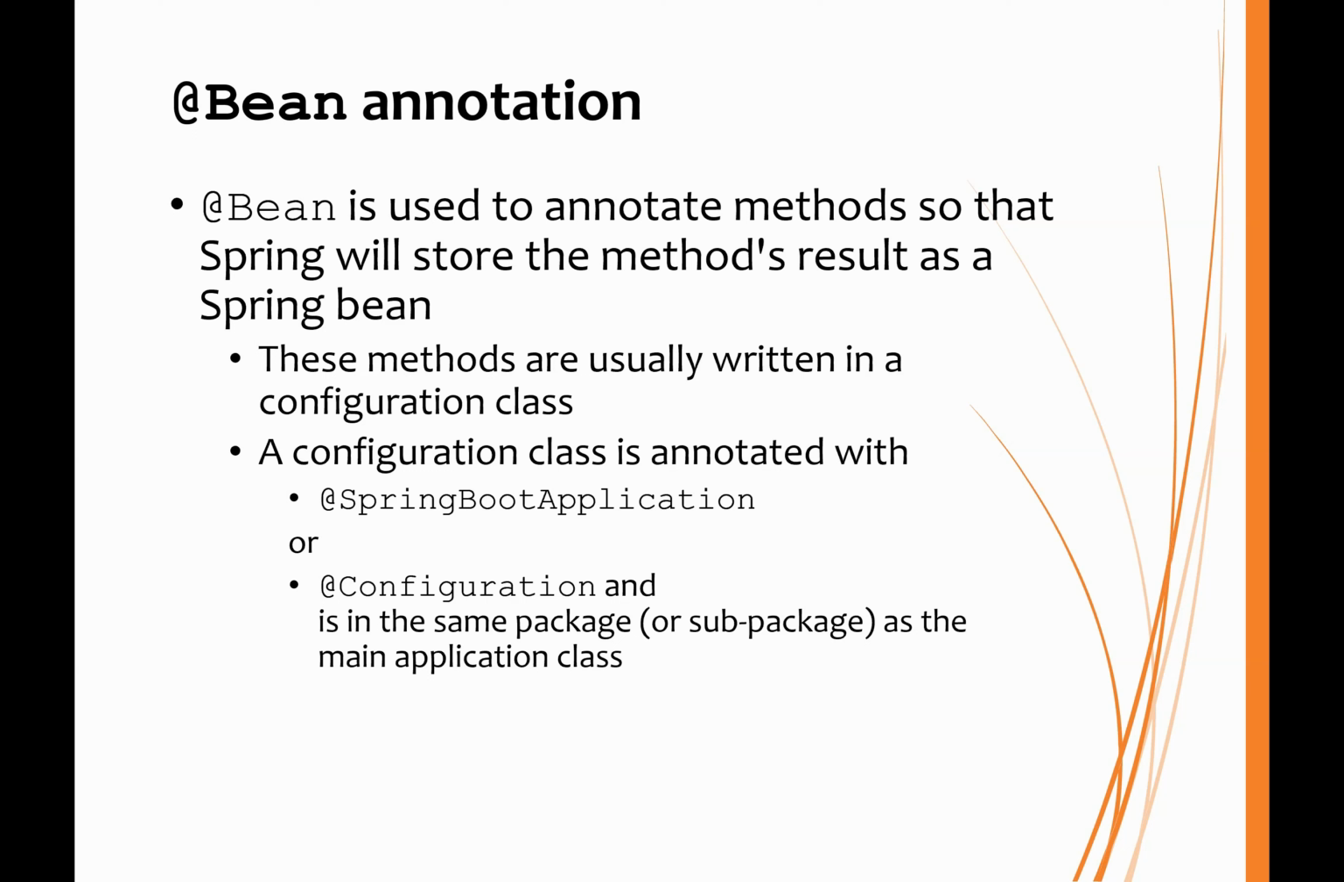Usually, these methods that are annotated as producing beans will be in a class that is annotated as a configuration class. We've got one of those in our application automatically, and that's the Spring Boot application. But we could also annotate a separate class as @Configuration and make sure that it is in the same package or sub-package as the main application class.